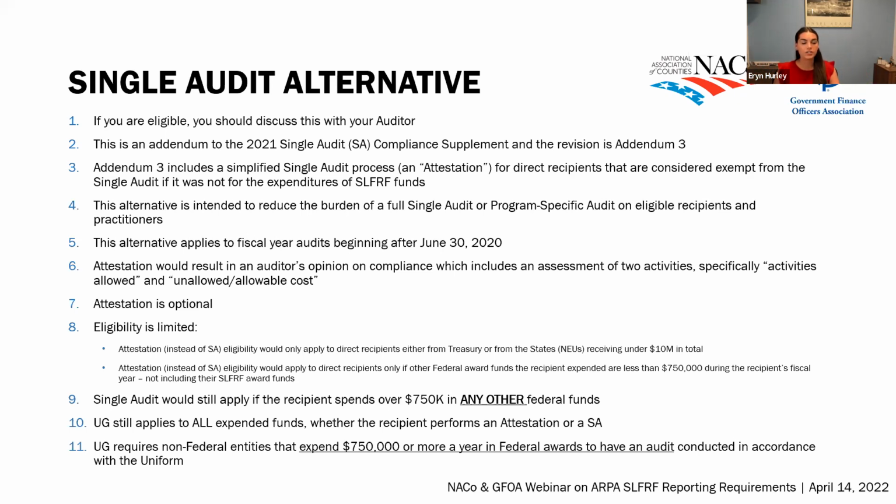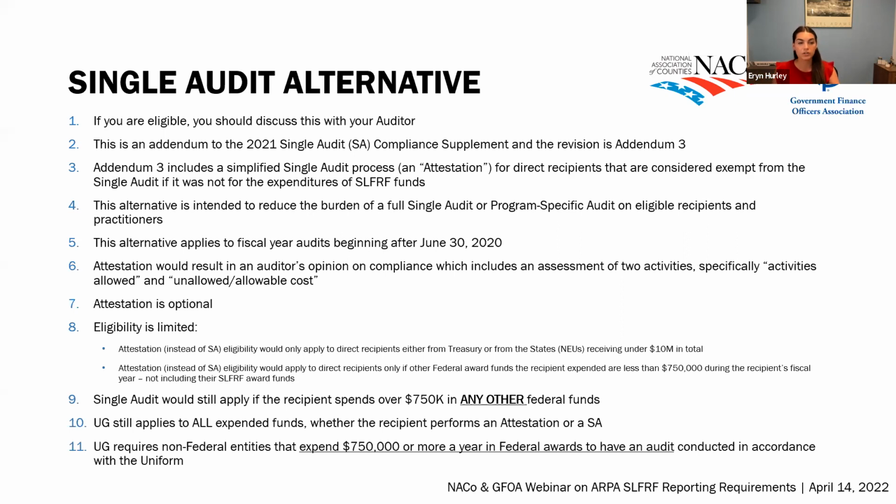So in terms of how it applies, the alternative applies to fiscal year audits that begin January 30th of 2020. And what it results in is an auditor's opinion on compliance, which includes an assessment of two activities, specifically activities allowed and unallowed, or allowable costs. And this alternative is completely optional. You have a choice. You're not required to opt into the alternative. So again, just reiterating, it is optional.